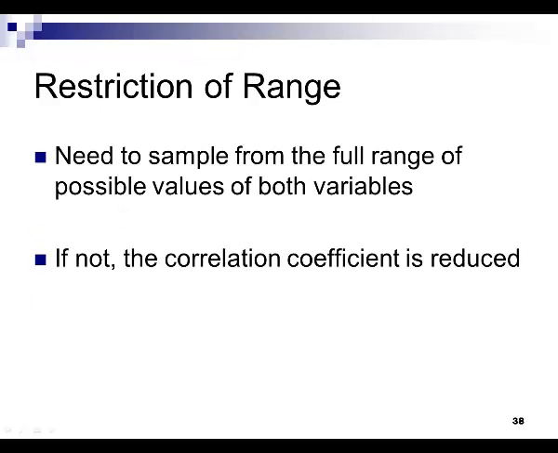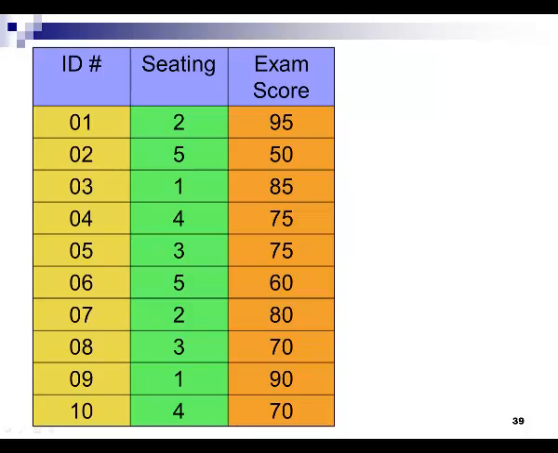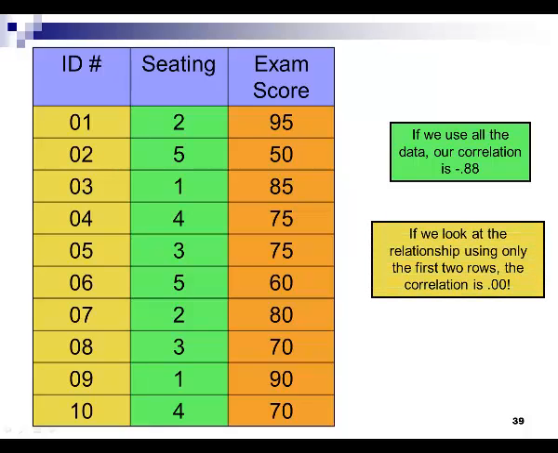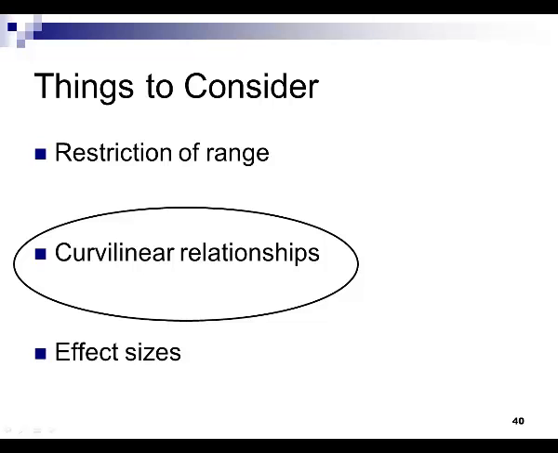With restriction of range, the idea here is that you need to sample from the full range of possible values of both variables. So if you only looked at the upper level of scores, you're not going to get the full range of possible values, and as a result, the correlation coefficient is going to be reduced. So, for example, if we used all of our data here, our correlation is negative 0.88. But if we only looked at the relationship using the first 2 rows, the correlation, because of range restriction, is 0, which is not a good thing. So restriction of range can be a serious problem.